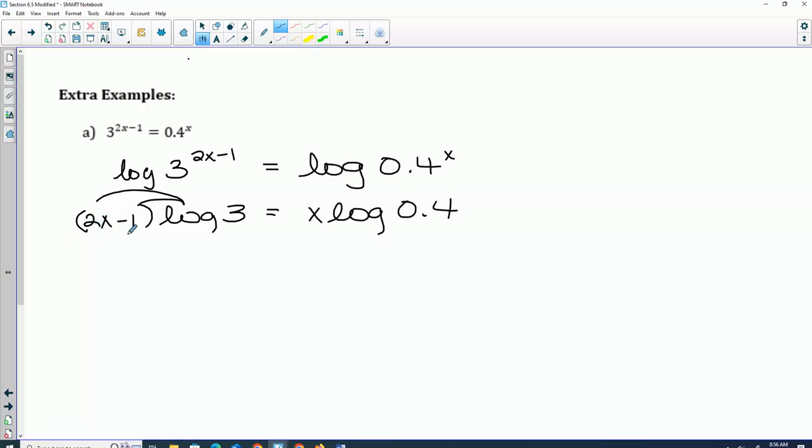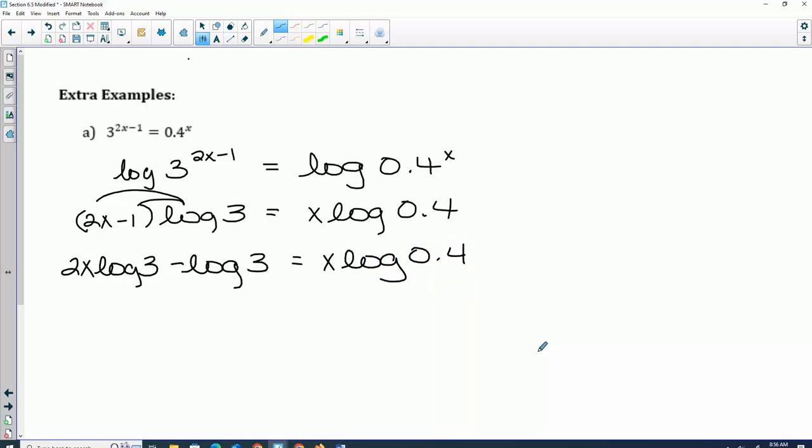When you are multiplying by the 2x, that's just your coefficient. It's just in front. So we have 2x log 3 minus log 3 equals x log 0.4. We are trying to get our x's together. Since we have x in two spots, what we did is we moved those terms to the same side.